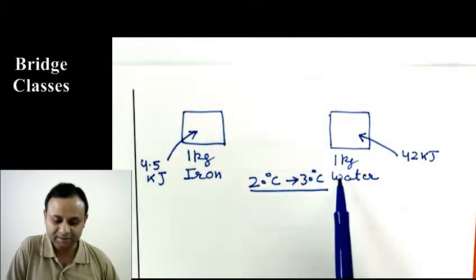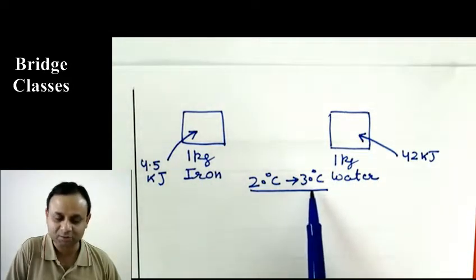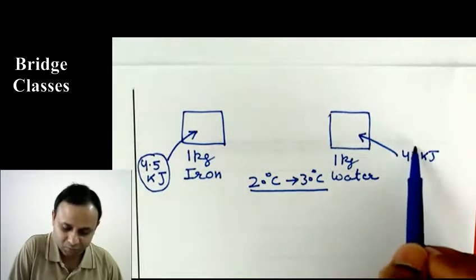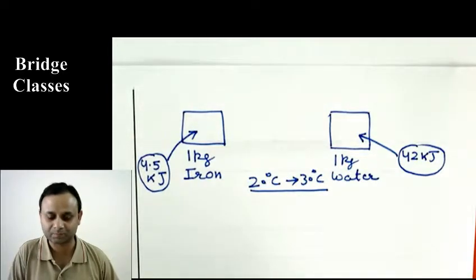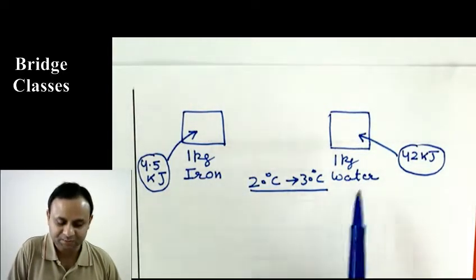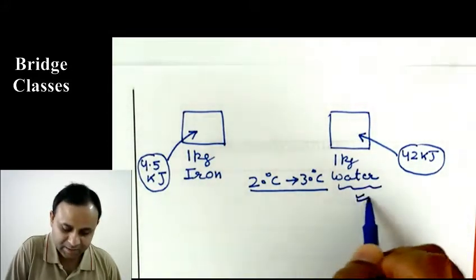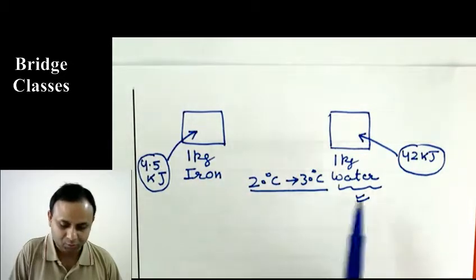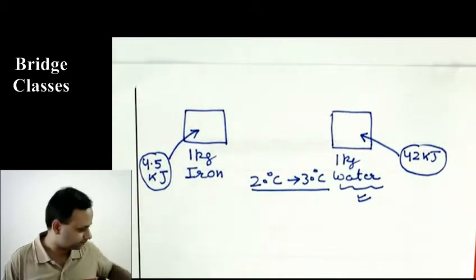So you see, we are heating the same amount of substance, 1 kilogram, by the same temperature rise, 20 to 30 degrees C, but iron requires only 4.5 kilojoule, whereas water requires almost 10 times of that, 42 kilojoule. So which substance has more thermal energy storage capability? Water has higher thermal energy storage capability.